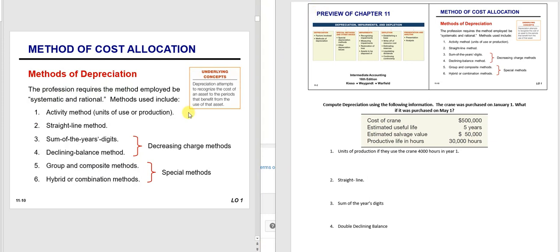Okay, so the different methods we're going to do: units of production or activity method, I generally call it units of production, and straight line. These are very similar. The formula is cost minus salvage value divided by life. Here the life will be in units, here the life will be in years. Then we have accelerated methods, where you take more in the first year: sum of the year's digits and declining balance. So you'll see that depreciation expense is front-loaded in the earlier years. And then you have these 2, and we're just going to talk about those briefly when we get to them.